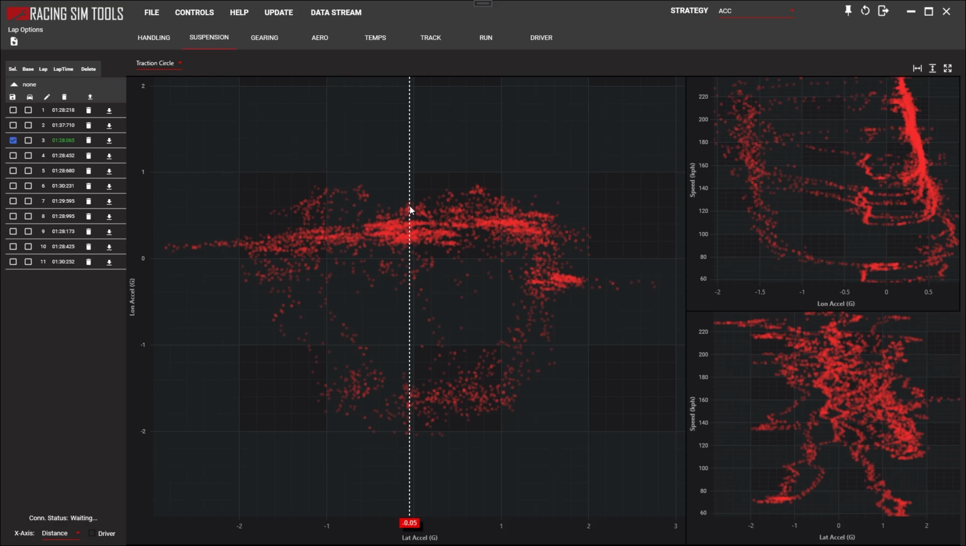That is not going to be true for a Formula 1 car or even an LMP car, where the power to weight distribution is a little bit different. For those kinds of cars, you probably will see more of a circle, and less of this kind of flat top.